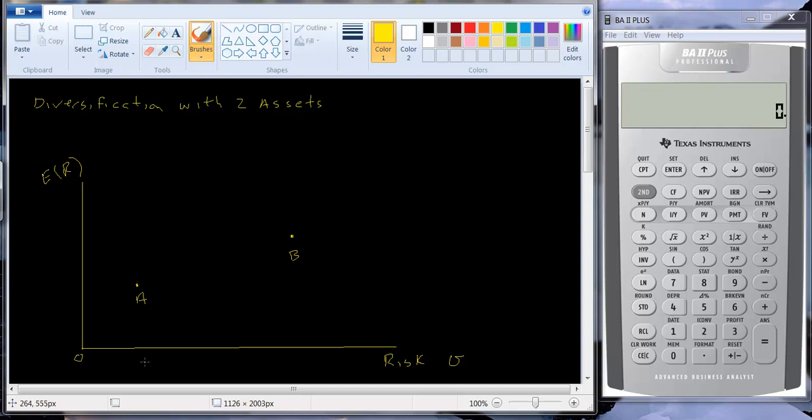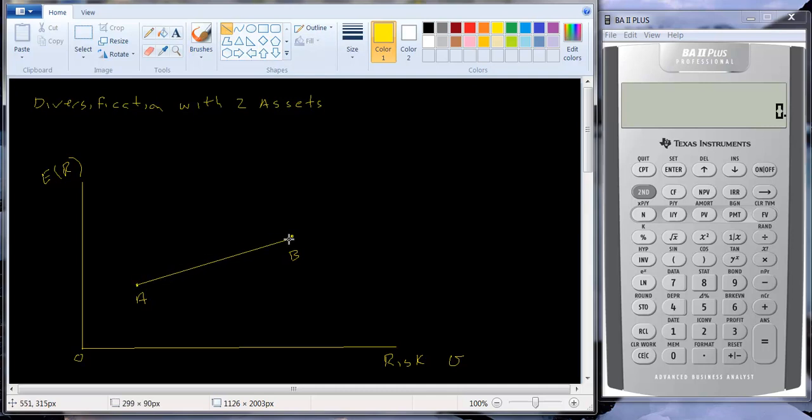B, on the other hand, has higher risk. It moves further to the right along the x-axis, but it's also higher up, which means it has higher expected return. So your first thought is that if you want the least amount of risk, you should choose A over B. Well, that may be the case, but if you combine the two, you might actually get some diversification benefits. So let me show you three different cases. Okay, the first case, and let me draw a line in here.